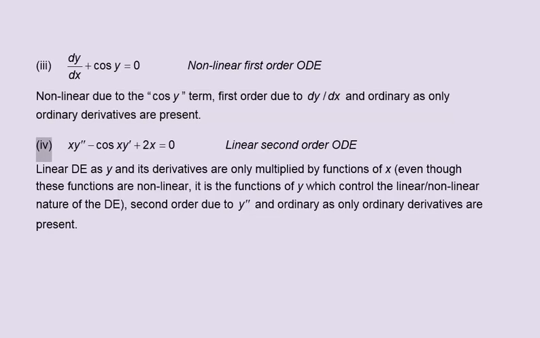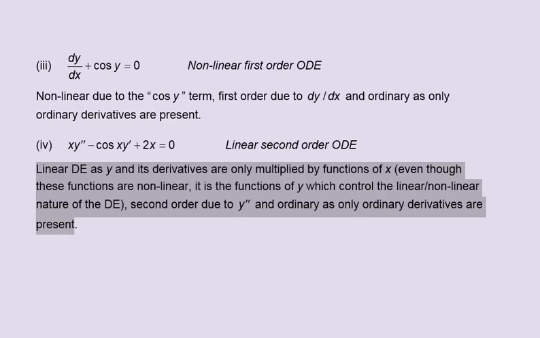4. x multiplied by y double prime minus cos x multiplied by y prime plus 2x equals 0. Linear second order ODE. Linear DE, as y and its derivatives are only multiplied by functions of x, even though these functions are non-linear. It is the functions of y which control the linear/non-linear nature of the DE. Second order due to y double prime, and ordinary as only ordinary derivatives are present.